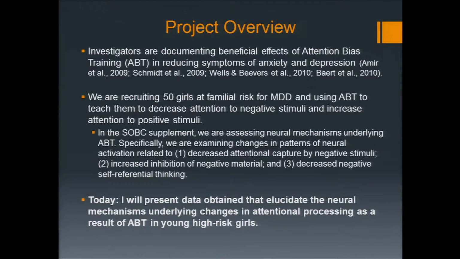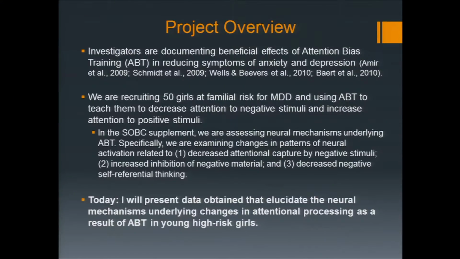Given this, for this SOBC project, we wanted to manipulate this attentional bias to see if we could reduce it, and I'll talk about how we do that. But more important, we wanted to look at neural changes from pre to post training, that is training to reduce this attentional bias. What are we seeing as a neural mechanism that might be responsible for this cognitive change, and are there clinical changes that accompany that?